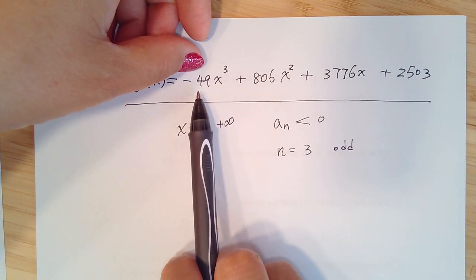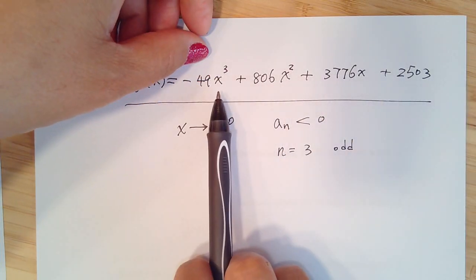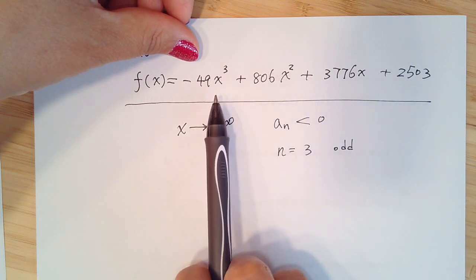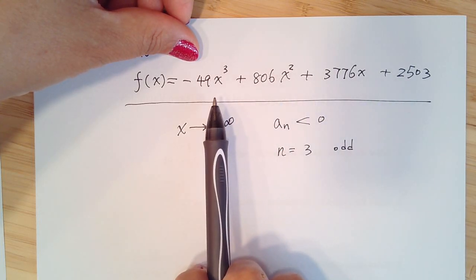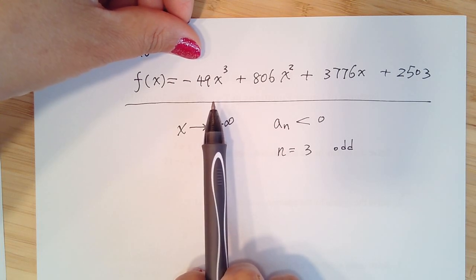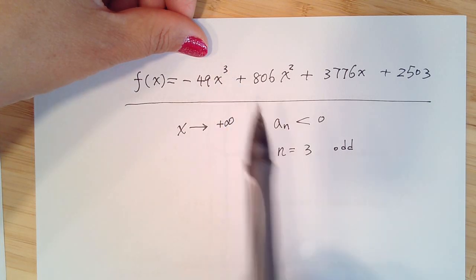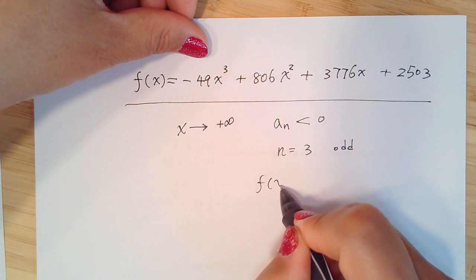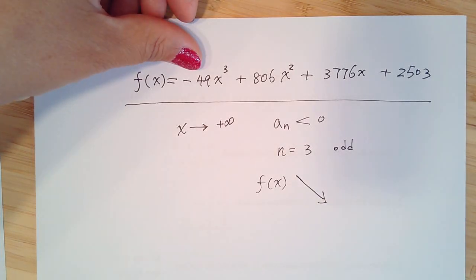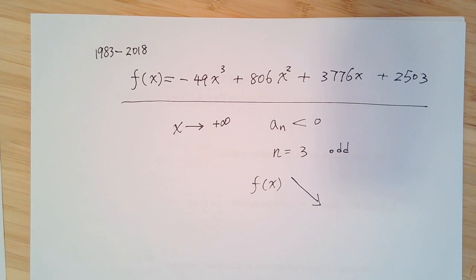But here, this is a negative. I don't really care about the other terms because this one makes a much more significant change than all the others. That's why when we talk about end behavior, we only look at the leading term. So this is a positive cube, positive times negative, so our f of x will drop, right? Because it's negative, eventually it's going to drop below 0, which is impossible.